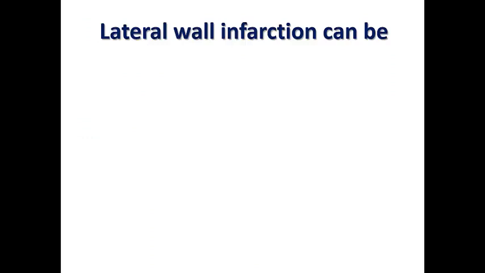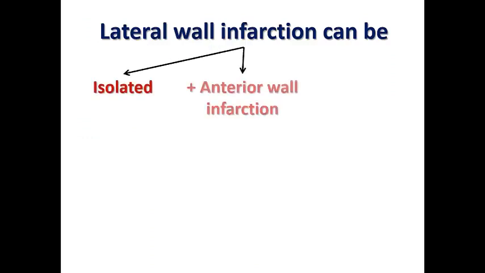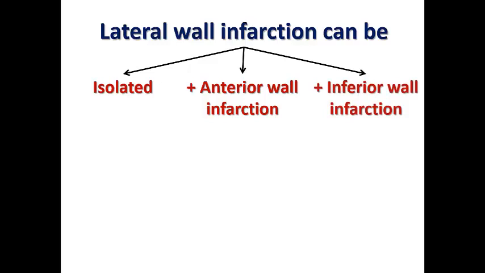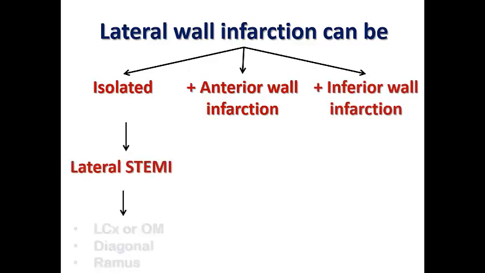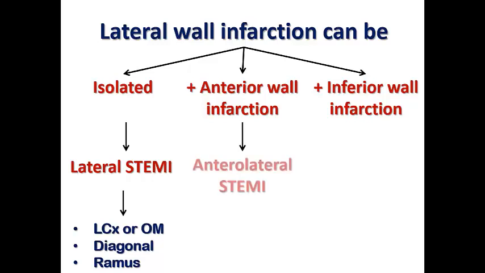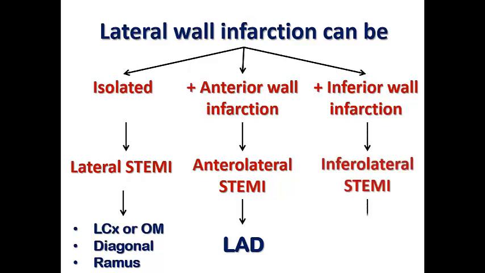Here's the lateral wall infarction. It can be isolated, with anterior wall, or with inferior wall infarction. If it is isolated, it is called lateral STEMI, and mostly the culprit is the LCX or OM or diagonal or ramus intermedius. If it is with anterior wall infarction, of course, it is called anterolateral STEMI, and here the culprit is mostly the LAD. If it is with inferior wall infarction, it is called infralateral STEMI, or sometimes infraposterolateral, and here the occlusion is mostly in the dominant LCX, but it may also be the dominant RCA.